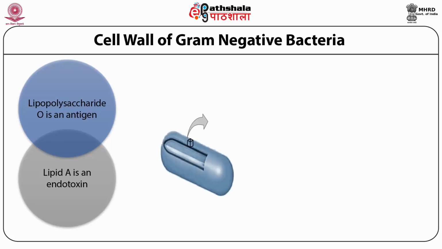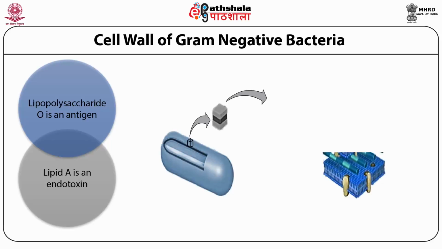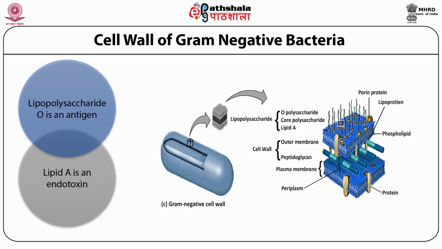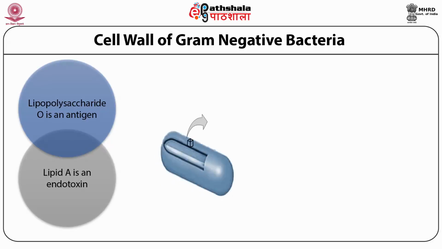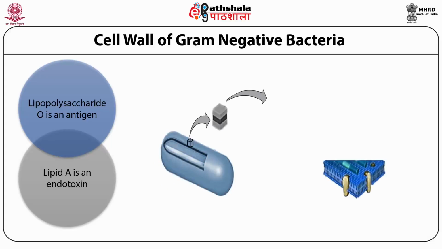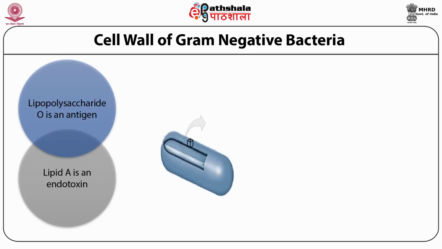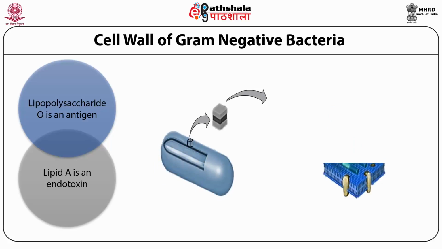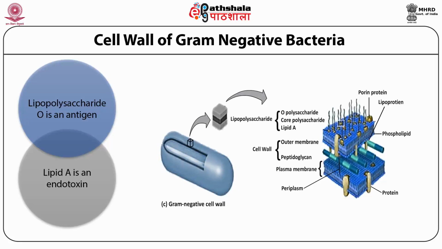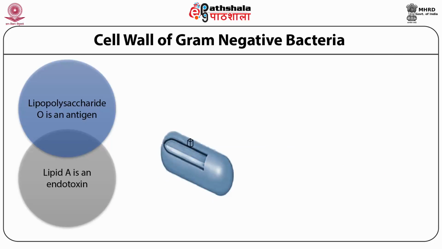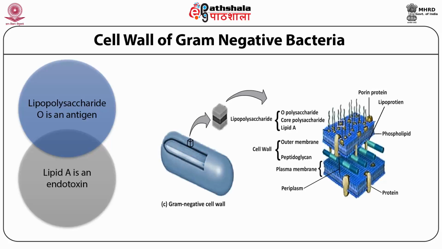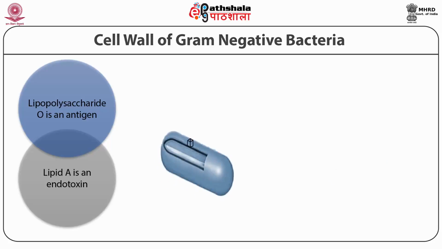The detailed structure of the cell wall of the gram-negative bacteria is shown in this slide. The cell wall has an outer membrane, and then a peptidoglycan structure, followed by the plasma membrane, and finally by the periplasm. The lipopolysaccharides form the outer part of the outer cover after the cell wall.